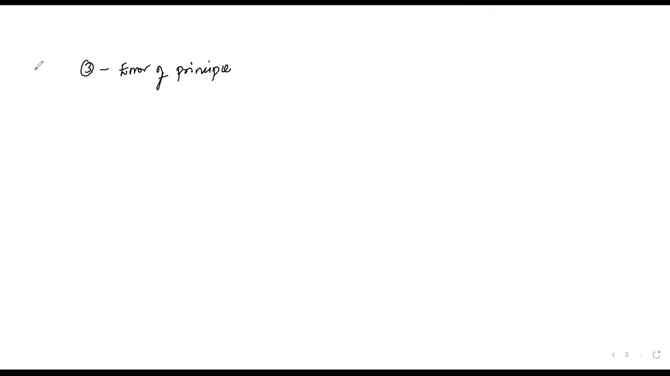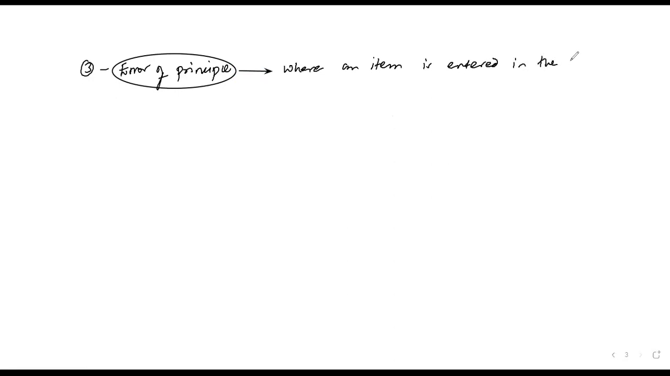We have errors of principle. We also need to know what an error of principle is. We can say that this is where an item is entered in the wrong class of accounts. So you can see the difference.